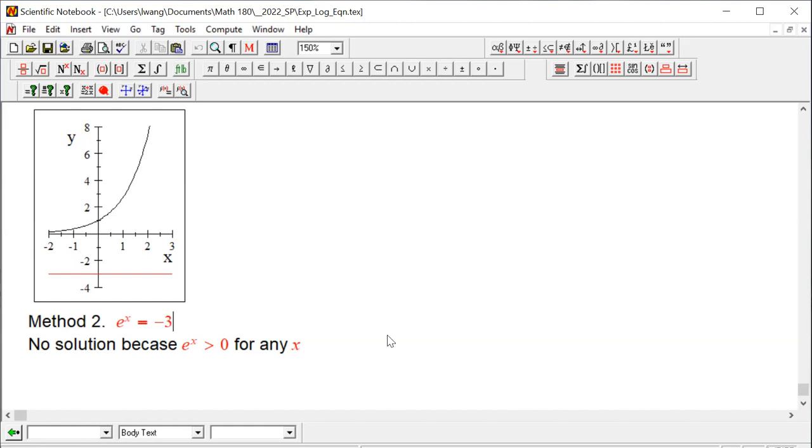Okay. So these are the examples that we covered about solving exponential equations. If you have any questions, please let me know. And thank you for watching.